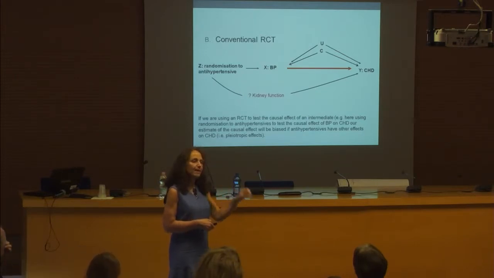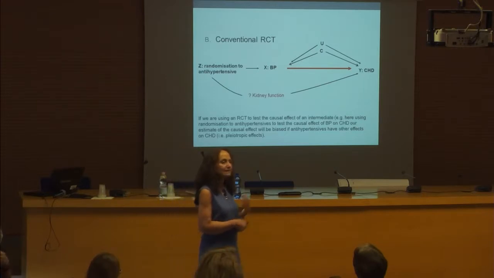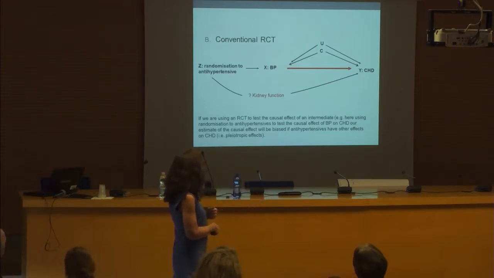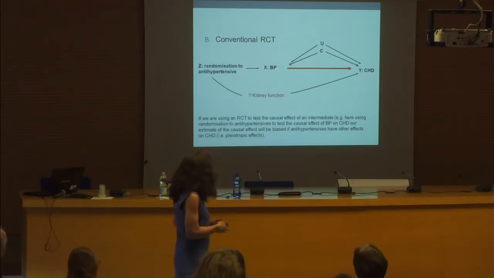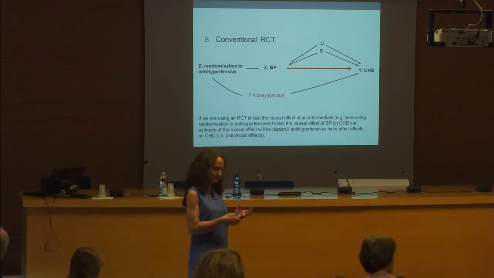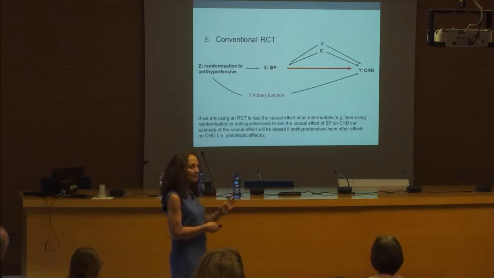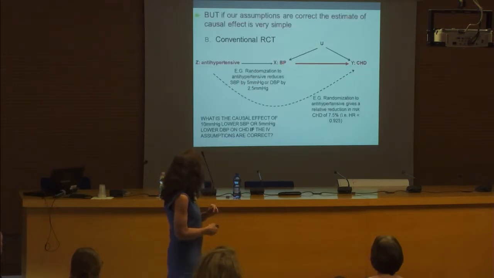If that last assumption is violated, then what you're estimating in your instrumental variable analysis is not the effect of blood pressure on coronary heart disease, it's the combined effect of blood pressure and whatever effect there is on kidney function on coronary heart disease, and that's not what you want. So important is that that's a very different source of bias to the residual confounding that we're worried about in conventional multivariable regression analyses. But also important that this is an instrumental variable analysis, the same as Mendelian randomization, and has exactly the same assumptions.